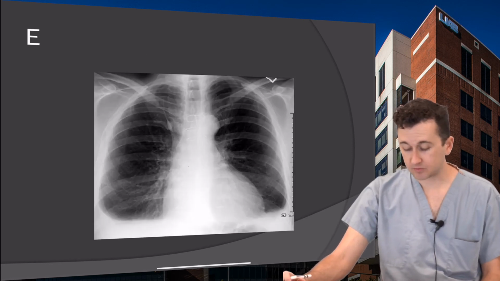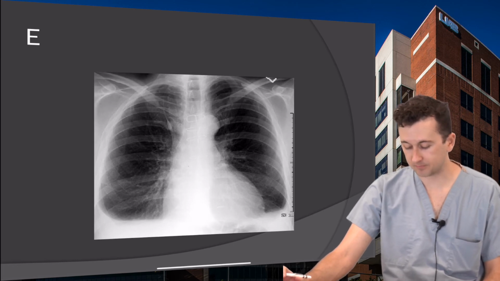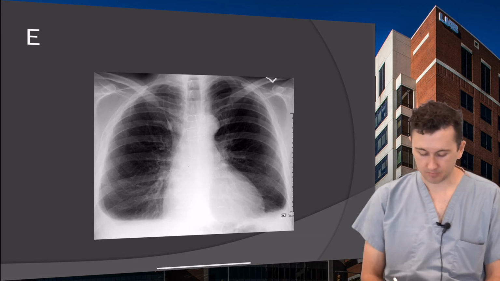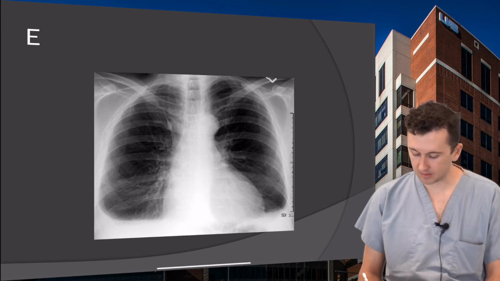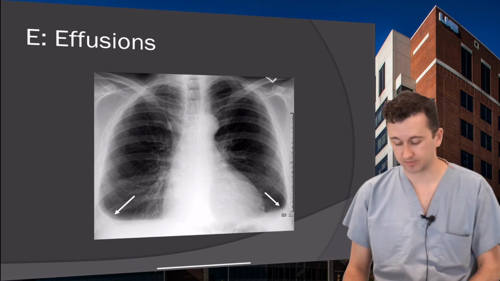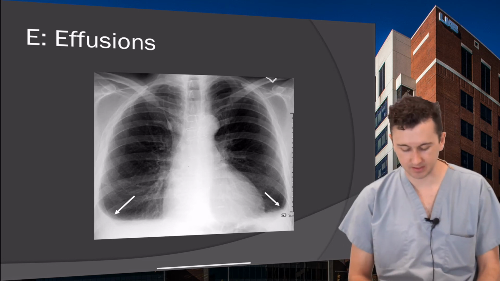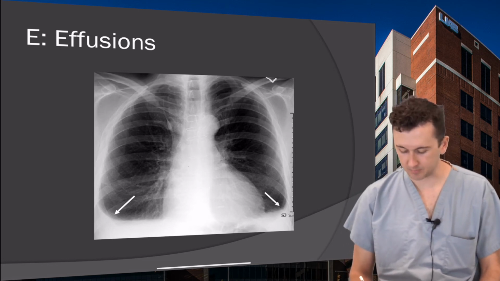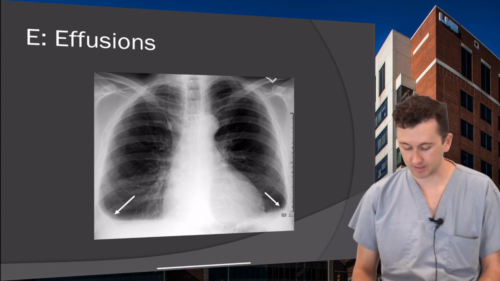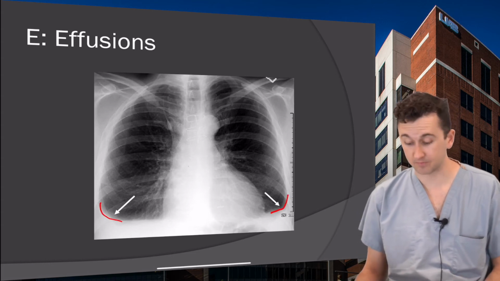E stands for a couple things. One is effusions. You want to evaluate every patient for whether or not they have an effusion. So this patient has this concave shape of his diaphragms because he has relatively small effusions, but they're there. So if you compare that to a normal chest X-ray, you can see the talon-like shape of each diaphragm as the lungs expand all the way down. Okay, so if it's this concave shape, that's an effusion. Okay.